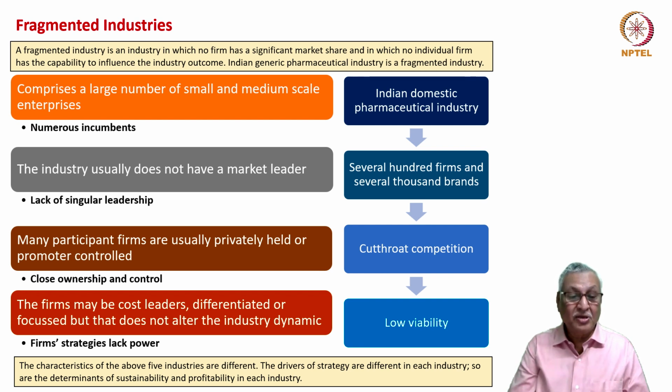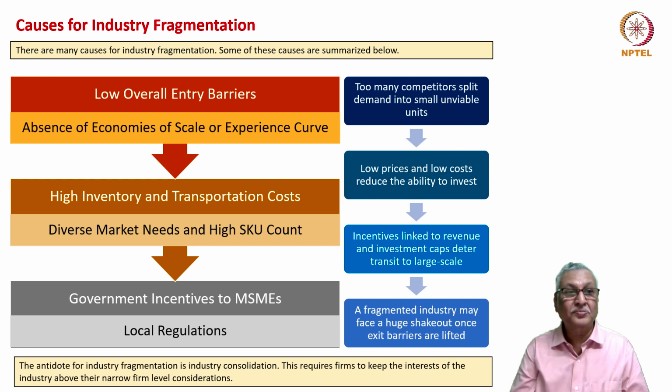As I said, because the characteristics of the above 5 industries, including the fragmented industry which we are discussing, are different, we need to consider that the drivers of strategy in each of these industries are different. The determinants of sustainability and profitability in each industry are also different.